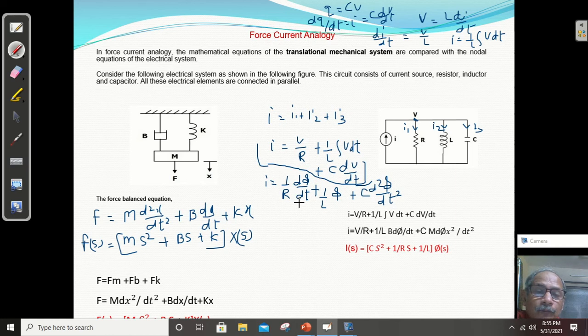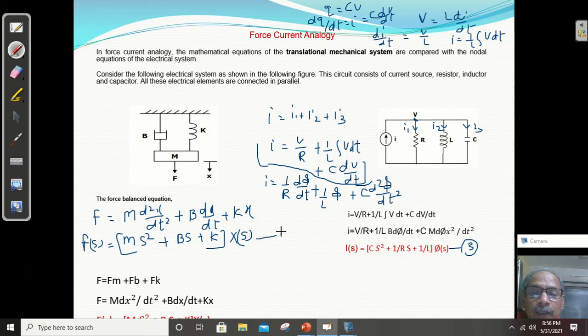If you take the Laplace transform, we will get I of s equal to C s square phi of s, if you neglect the initial condition, plus 1 by R times the Laplace transform of d phi by dt, which is s phi of s, plus 1 by L phi of s. So this is the equation, let us say number 3.